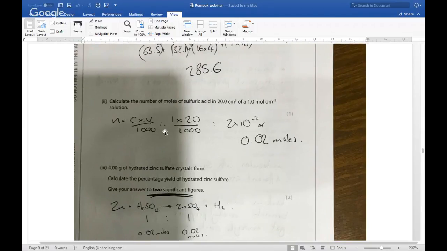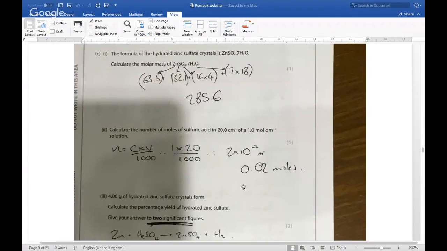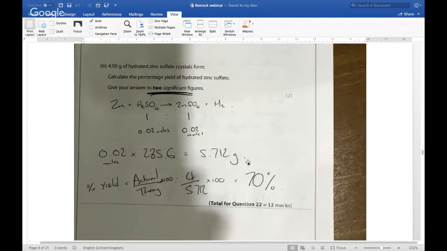Calculate the number of moles. So yeah, guys, knowing the MRs of water and carbon dioxide are always useful. It's worthwhile knowing those ones. 7 times 18 makes it quicker. Calculate the number of moles of sulfuric acid in C times V. Everyone got that. That was an absolute doddle. But then this one was quite tricky.